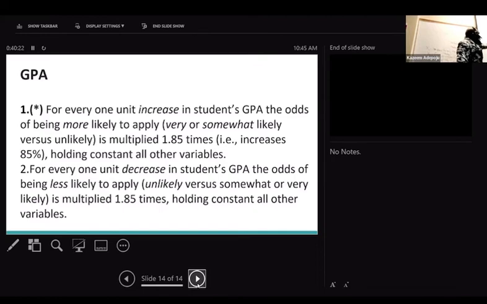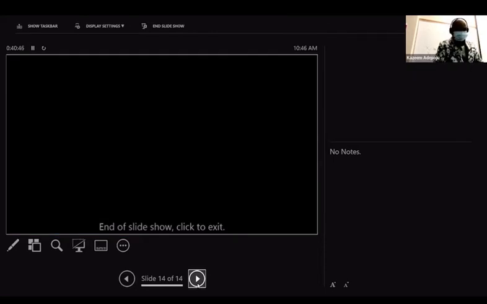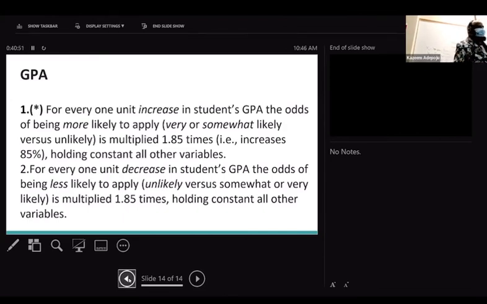Okay, look at number 2. For every 1 unit decrease in student GPA, the odds of being less likely to apply, unlikely versus somewhat or very likely, is multiplied by 1.85 times, after adjusting for other predictors. Is there anyone who needs clarification on what we've done today? This is the ordinal logistic regression model.